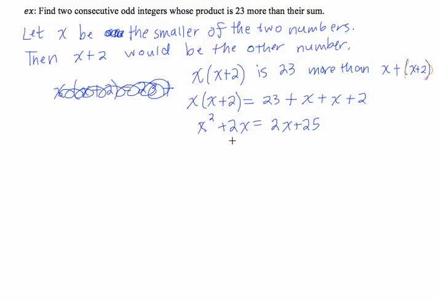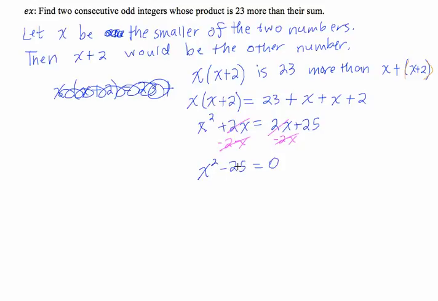Okay, it's a quadratic, so we do need to get everything on one side and set it equal to 0. Now if you look at this, if you subtract 2x from both sides, look what happens. It cancels on both sides, so that one goes away. And then I'm going to subtract 25 from both sides, move it over to the left, to get it equal to 0. And you should recognize how to solve this.